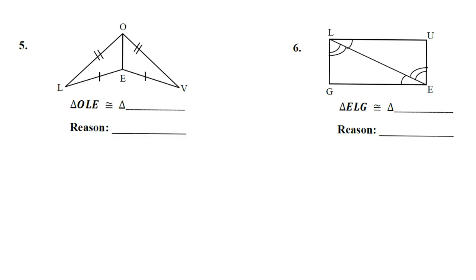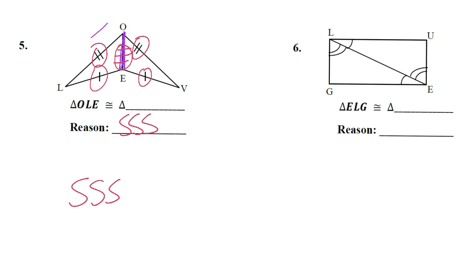All right, let's look at number 5. At first, it looks like we don't have any angles marked, so we can't really add in angles unless you have vertical angles or something. But you can also see that we have OE in both of these, so we can actually mark that as congruent as well. So then we have a set of sides, another set of sides, and a third set of sides. So we can say side, side, side. So then OLE is congruent to OVE by side, side, side. Yay!